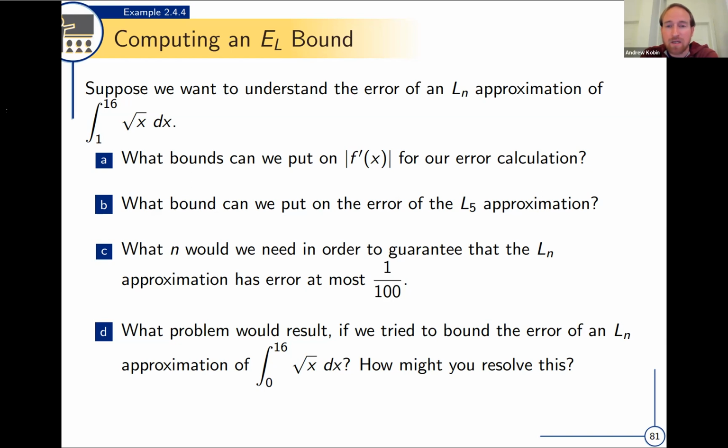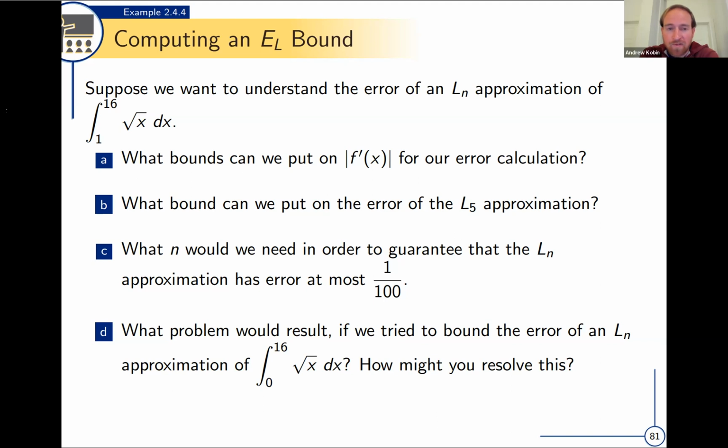Next, what bound can we put on the total error for this approximation L5 using the previous slide's error bounds? And finally, maybe more interesting, if we wanted a tolerance of 1/100th, or 2 decimal places of error, then how many rectangles n do we need to guarantee that our approximation is within that error tolerance?